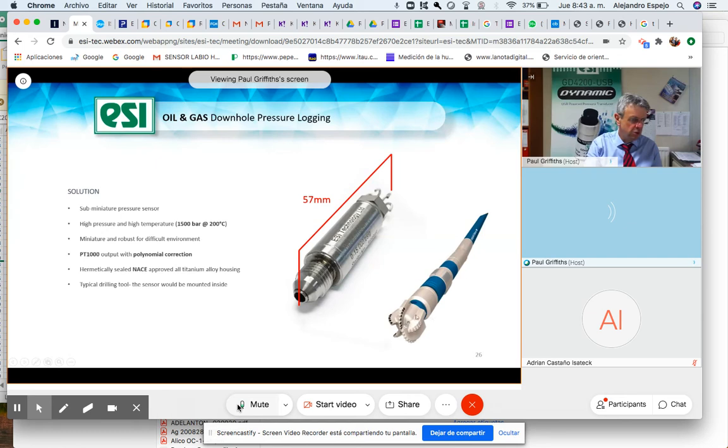Okay, there's a typical drilling tool. So it would be somewhere inside here.